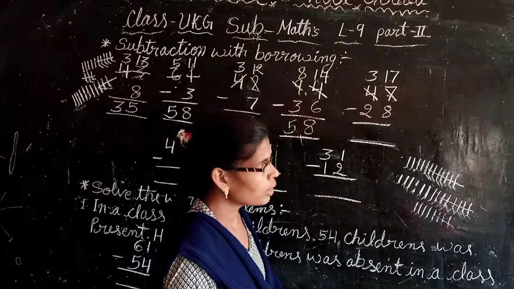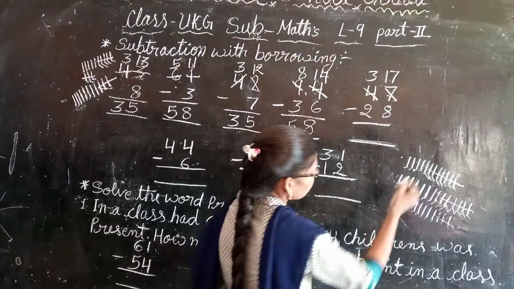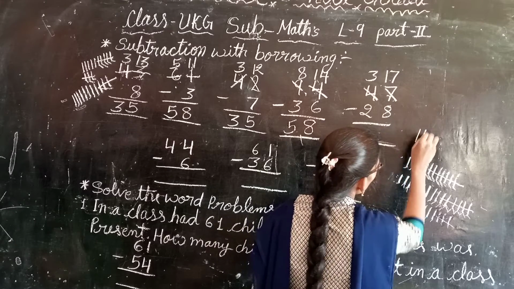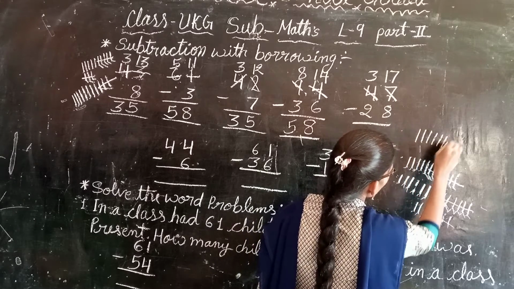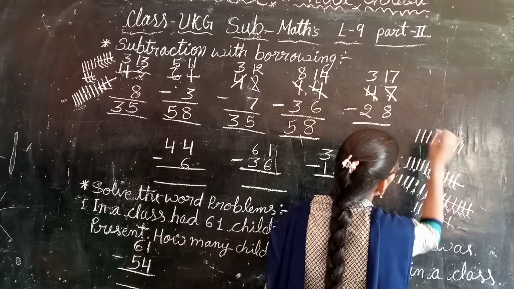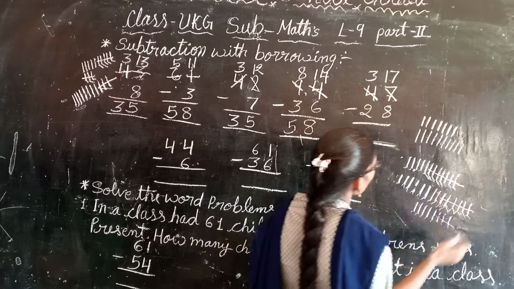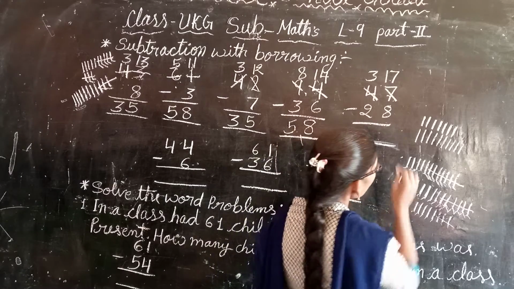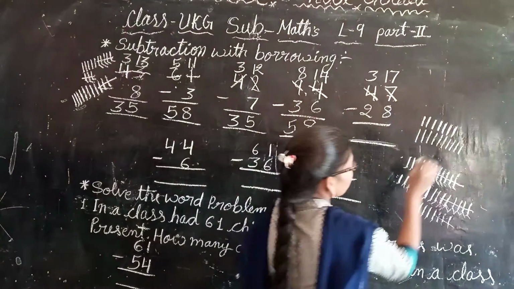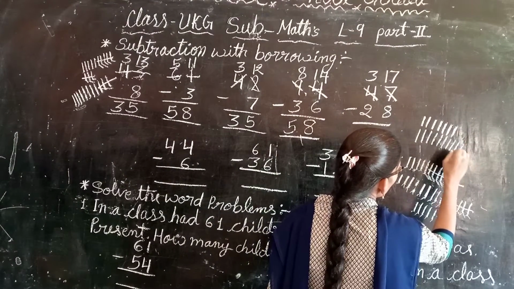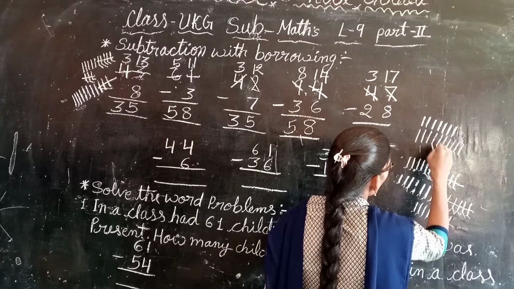Now we will cut the 8 out of 17. So 17 lines will make 1, 2, 3, 4, 5, 6, 7, 8, 9, 10, 11, 12, 13, 14, 15, 16, 17. Out of 17 we have to cut how many lines? 8 lines. So first we will cut 1, 2, 3, 4, 5, 6, 7, 8.